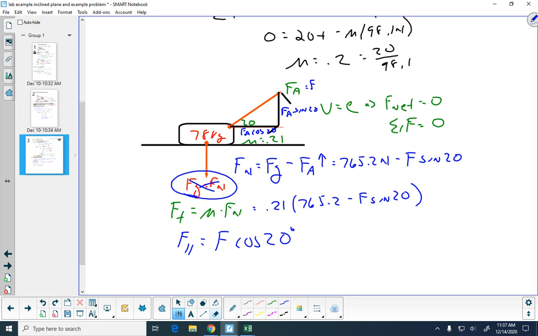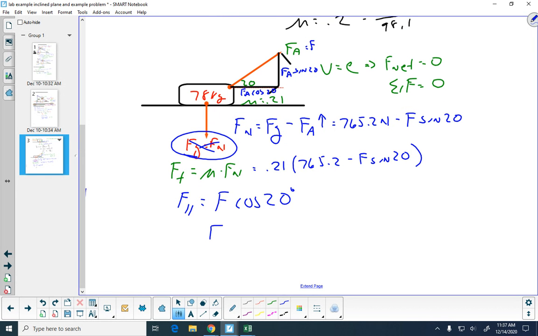So if we sum all these forces in the horizontal plane, we have a force that's pushing it sideways. This has to equal zero because we have a constant velocity. So we have F cosine of 20, and then we have our force of friction, which is plus a negative 0.21 times 765.2, minus F sine of 20.